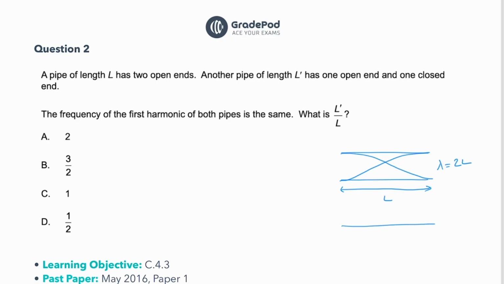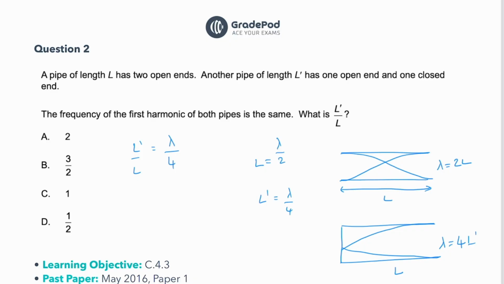Let's go to the second lot where we have 1 closed end and 1 open end. The first harmonic is going to look like this. And the wavelength of that is lambda equals 4L'. If we want to rearrange for L, then L is equal to lambda over 2. And L' is equal to lambda over 4. So L' over L is equal to lambda over 4, and then L is lambda over 2, which takes it up to there, which gives us a half because these lambdas cancel out. So the answer is D.